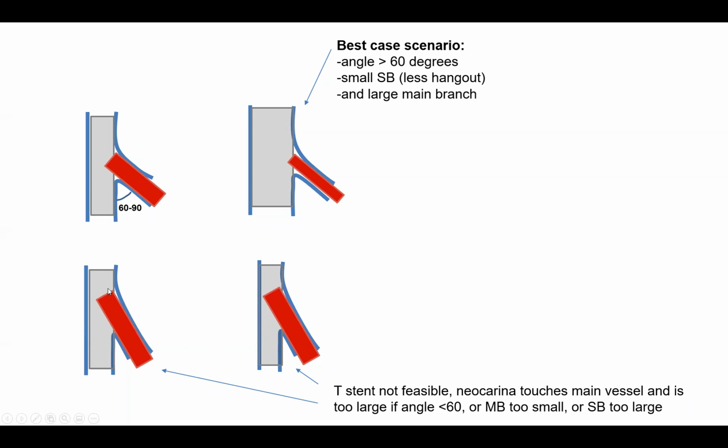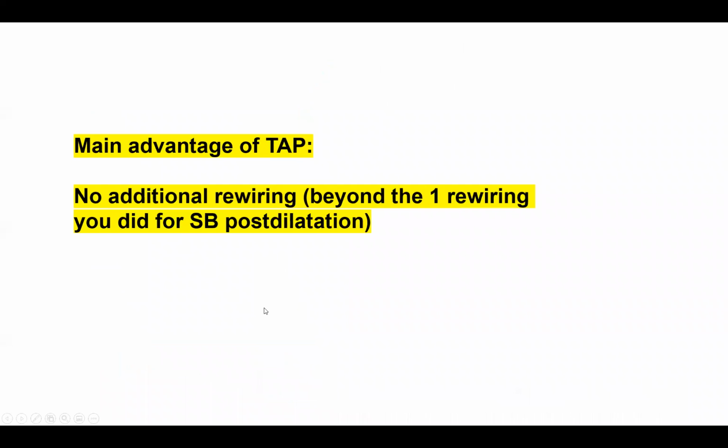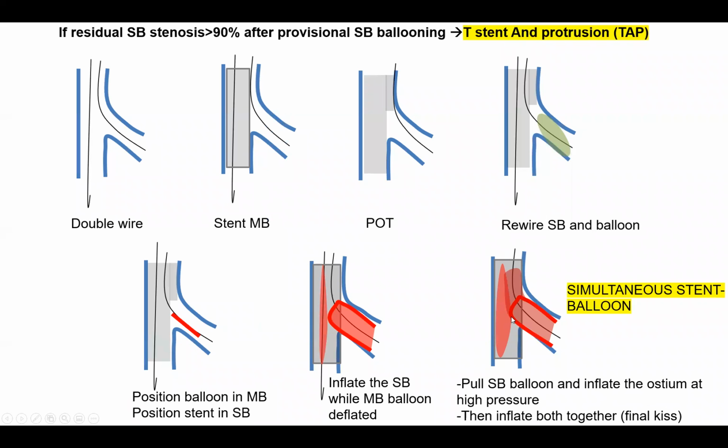If you think you're going to have too much overhang, as in those case scenarios, then the technique you use should be what we call the reverse crush technique, where you deploy the stent as I'm showing with a balloon here in place. Then rather than do simultaneous balloon inflation, after stenting, you inflate that main branch balloon and you crush, you smash that stent against the wall. And that's the crush. Then you have to rewire and do a kissing balloon dilatation again.